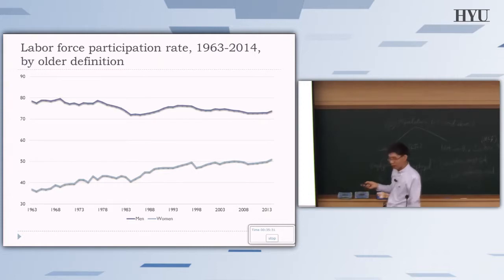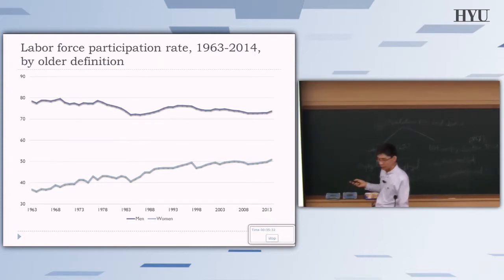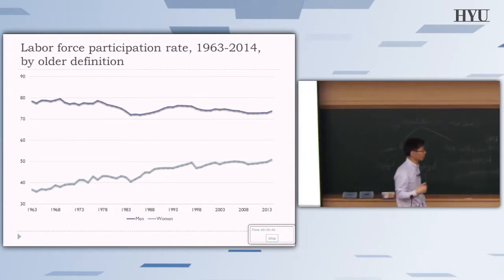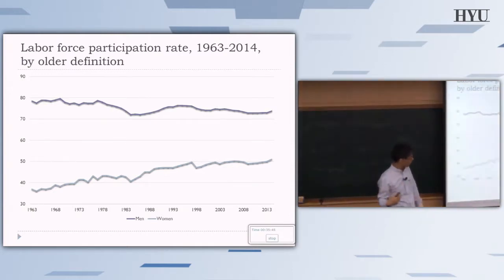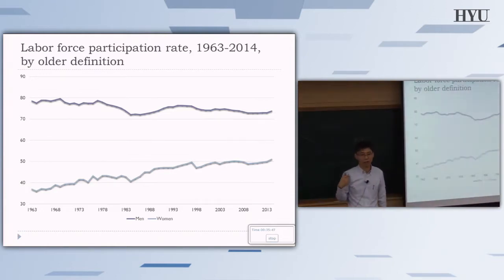How about the females? Okay, females is different. What happened to LFPR for females? It has been increasing. Okay? So female LFPR has increased. Female labor force has increased because their population size has increased also at the same time.